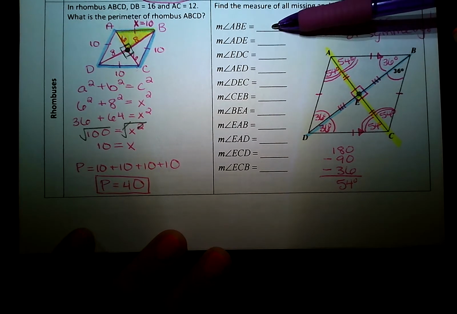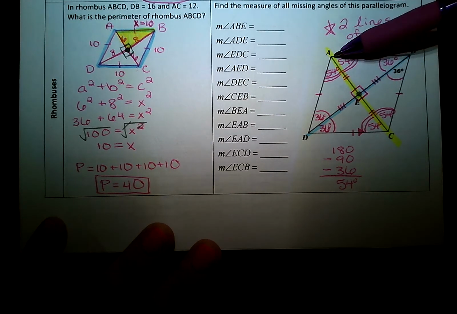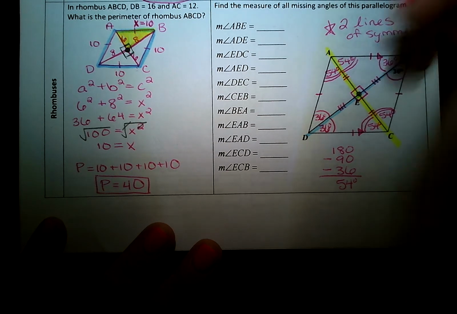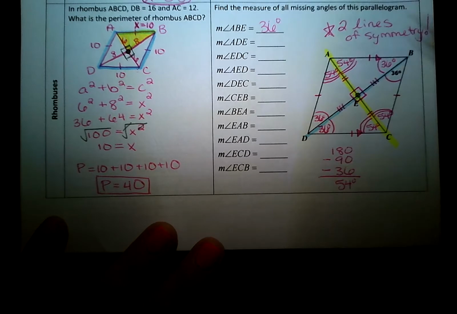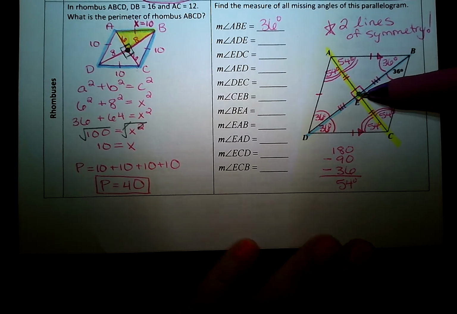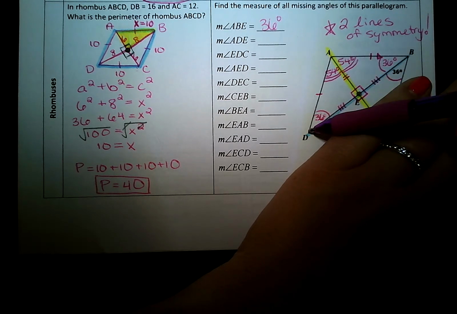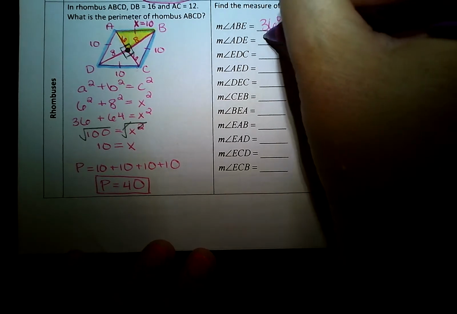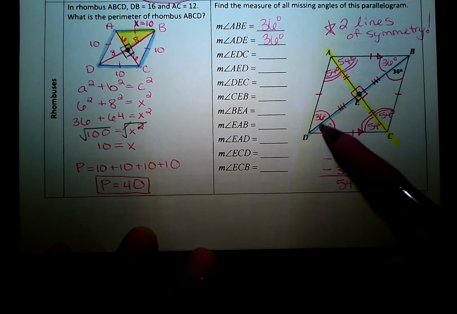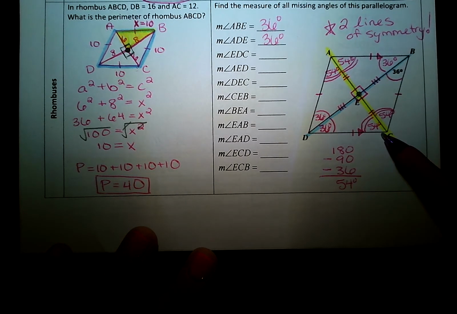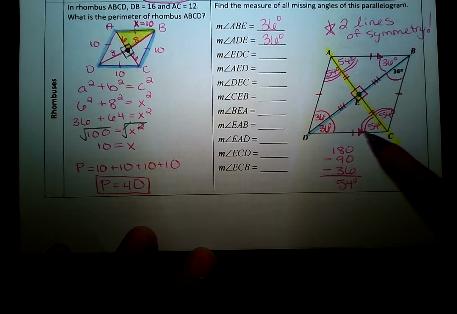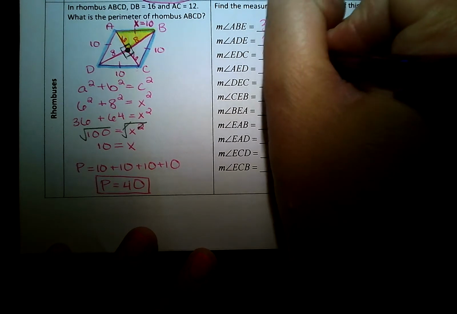Let's start with the top. A to B to E. A to B cut down to E gives us a 36 degree angle. A to D to E. A to D to E is another 36 degree angle. E, D, C. Trace it out if you need to. E to D to C is outlining another 36 degree angle.